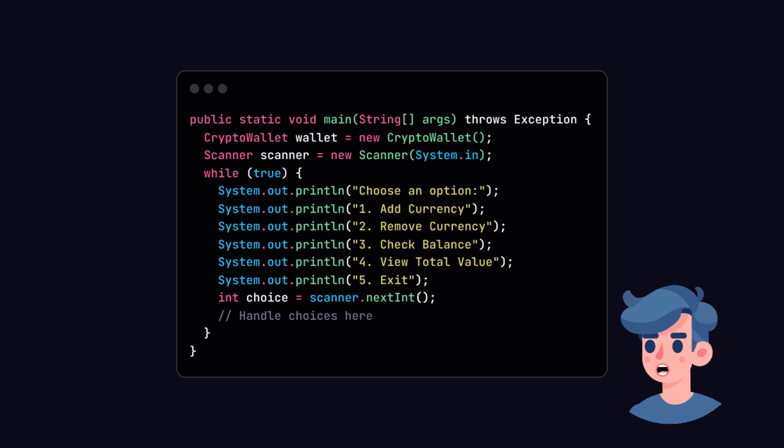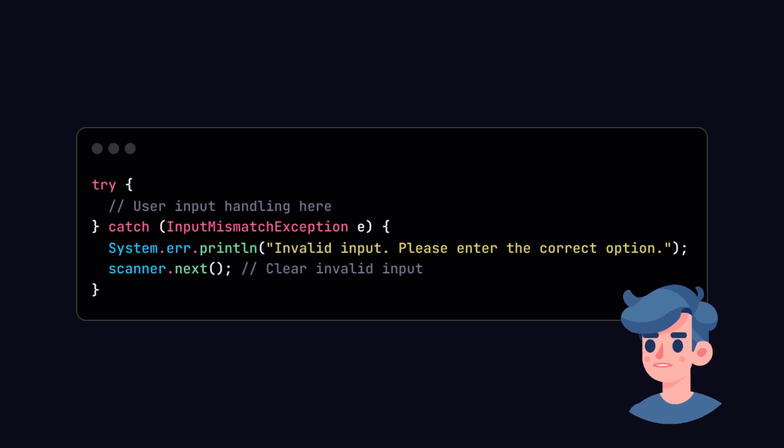Now, let's create a simple command line interface for our wallet application. This will allow users to perform operations such as adding currencies, checking balances, and viewing the total value from the console. As for error handling in the command line interface, we should ensure that users cannot input invalid values for their actions. This will help maintain the integrity of our wallet.